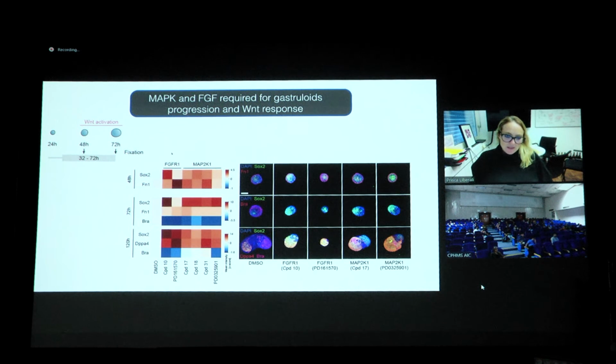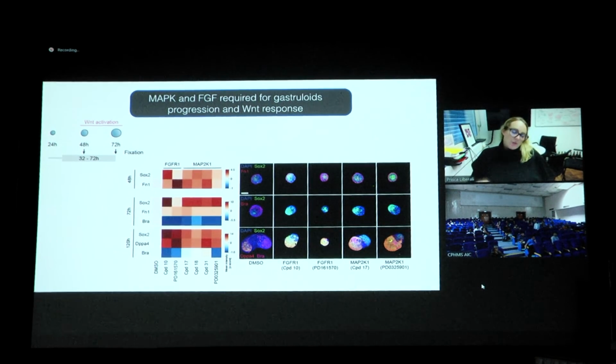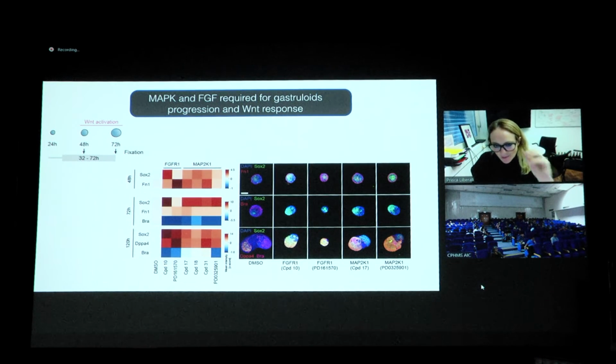Then what we did was to perturb with the FGF and the MAP2K1 inhibitor. And indeed, you see that at later time points, we have a very strong accumulation of only DPPA4. And this DPPA4 is a marker for naive, especially for the pluripotency. And here you see that already at earlier time points, we have much higher SOX2.